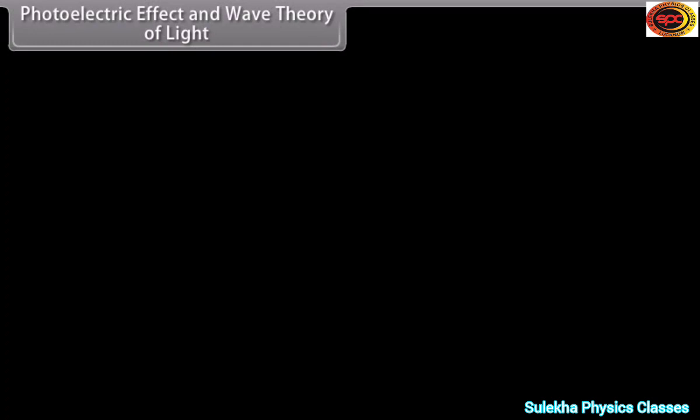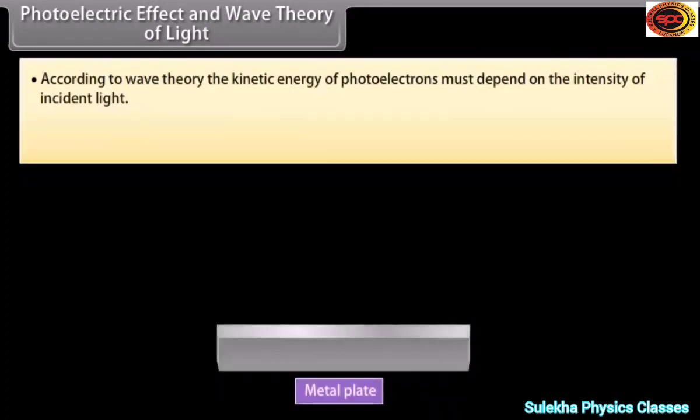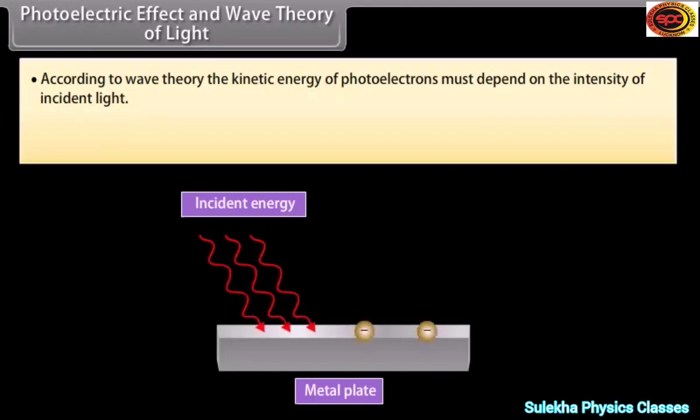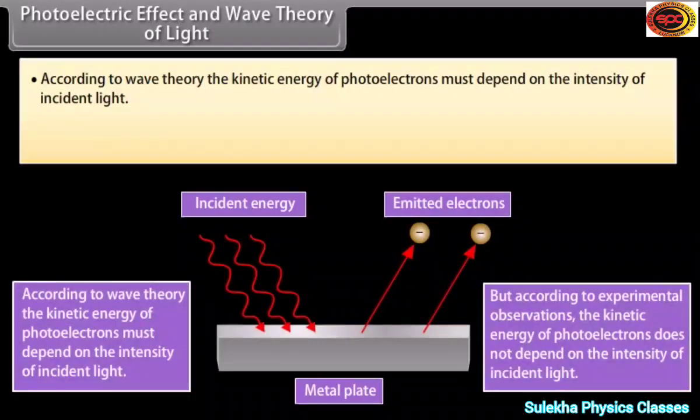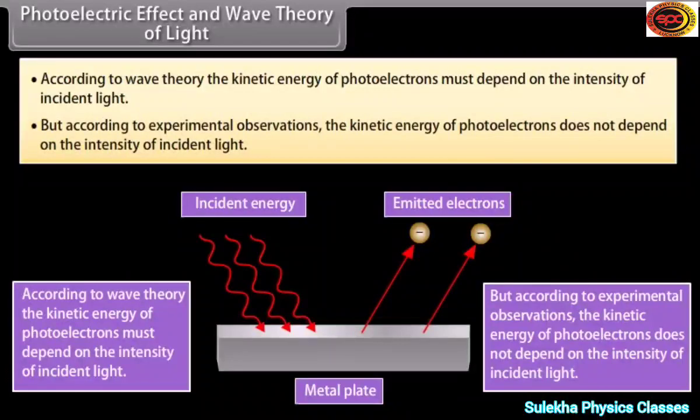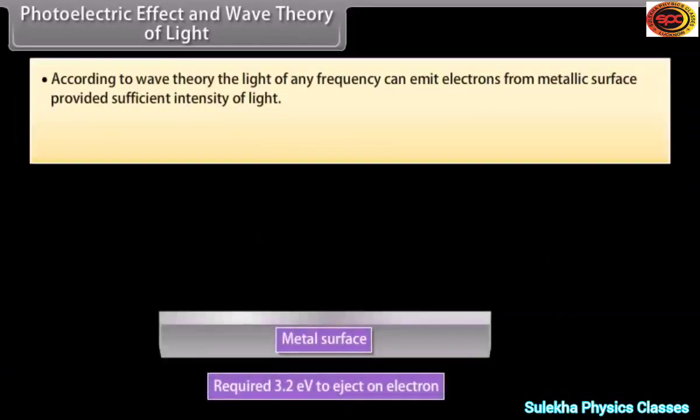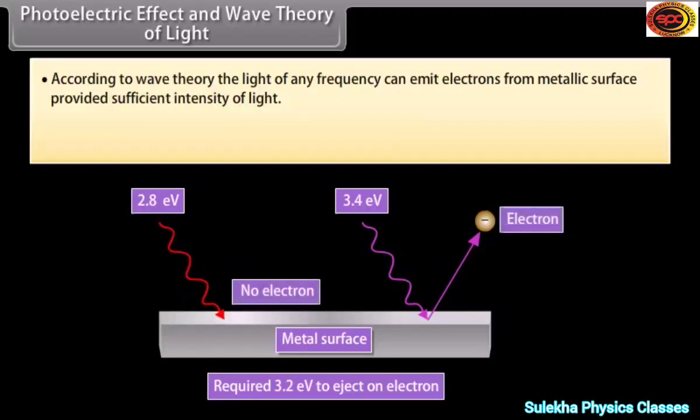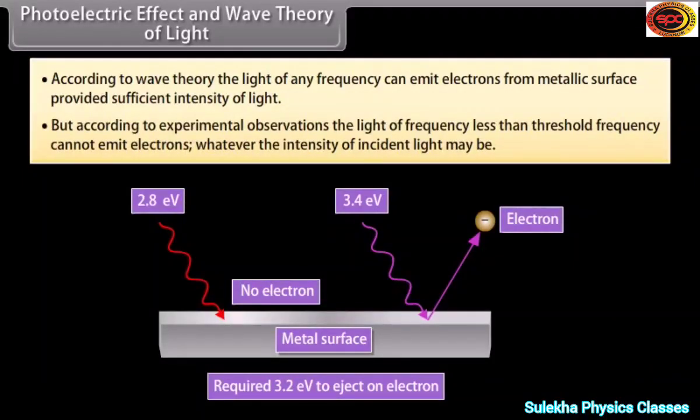Photoelectric effect and wave theory of light. According to wave theory, the kinetic energy of photoelectrons must depend on the intensity of incident light. But according to experimental observations, the kinetic energy of photoelectrons does not depend on the intensity of incident light. According to wave theory, light of any frequency can emit electrons from a metallic surface, provided sufficient intensity of light. But according to the experimental observations, light of frequency less than threshold frequency cannot emit electrons, whatever the intensity of incident light may be.